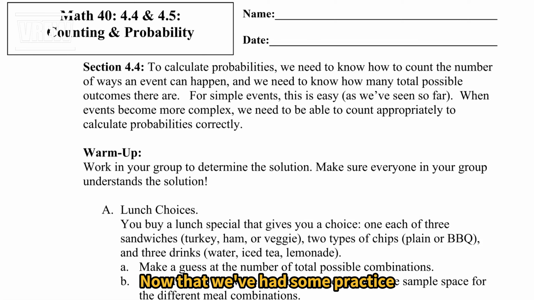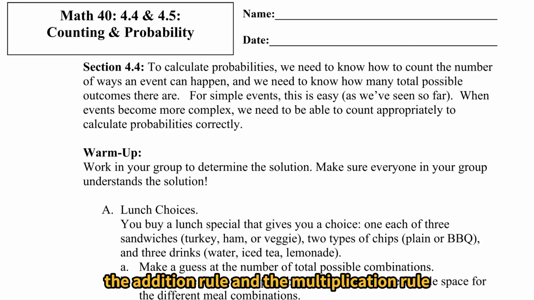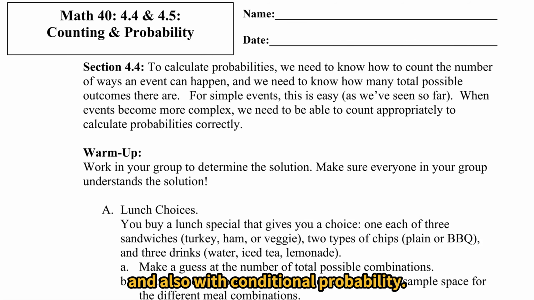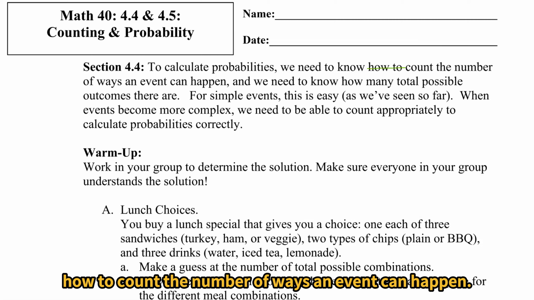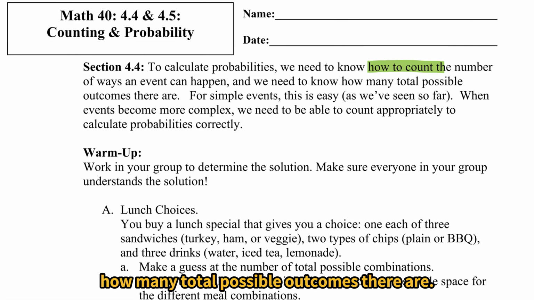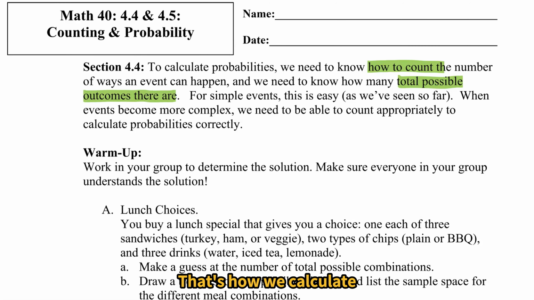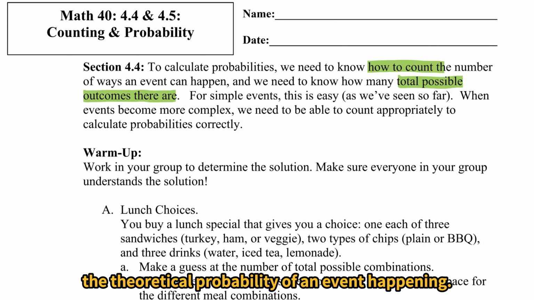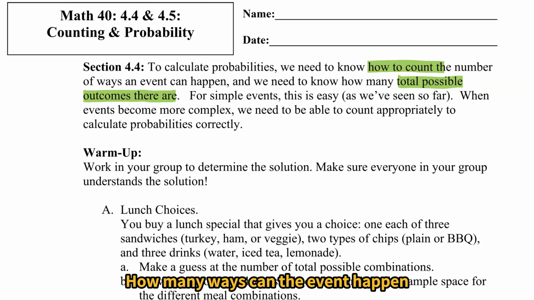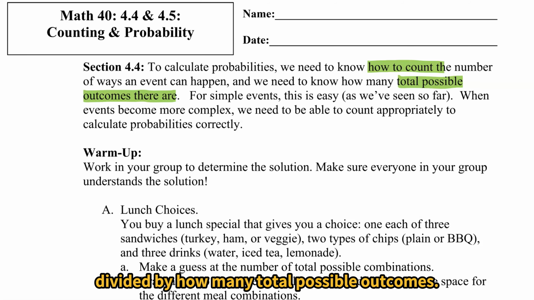Now that we've had some practice with basic probability and our probability rules, the addition rule and the multiplication rule, and also with conditional probability, let's now take a look at some more complicated probability experiments with larger sample spaces. So we need to know how to count the number of ways an event can happen, and we need to know how many total possible outcomes there are. That's how we calculate the theoretical probability of an event happening: how many ways can the event happen divided by how many total possible outcomes.